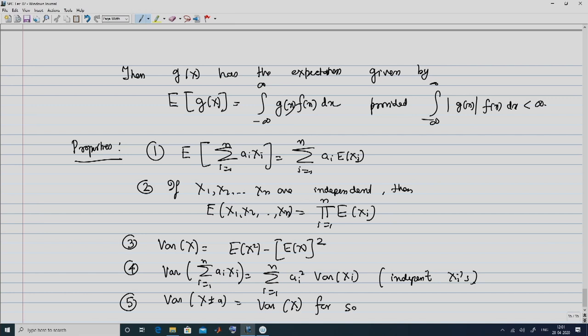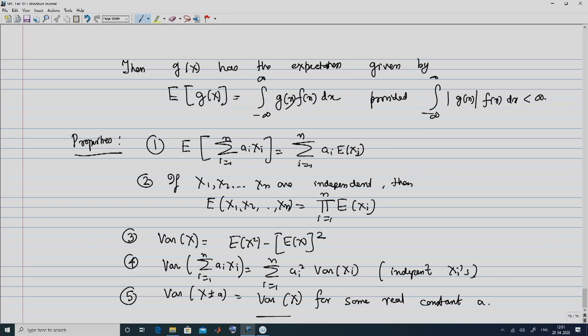And the last property is variance of x plus minus a is variance of x for some real constant a. So, this brings us to the end of this lecture.